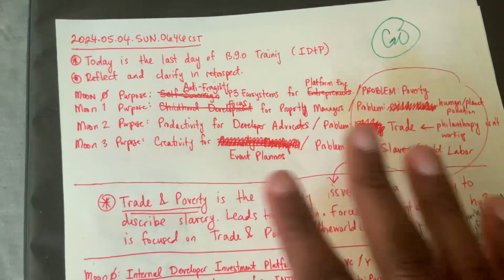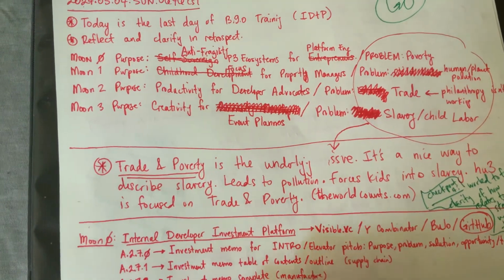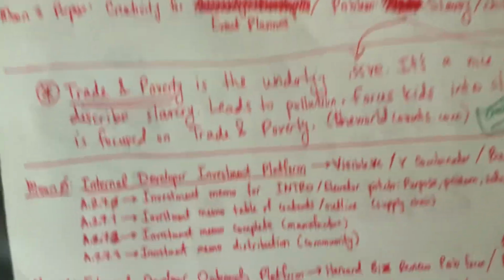And as I was thinking of all that, it became pretty clear that trade and poverty is the main one that we want to focus on.